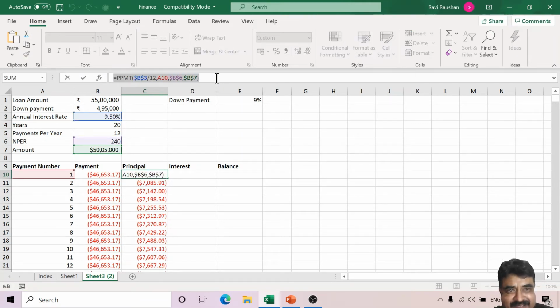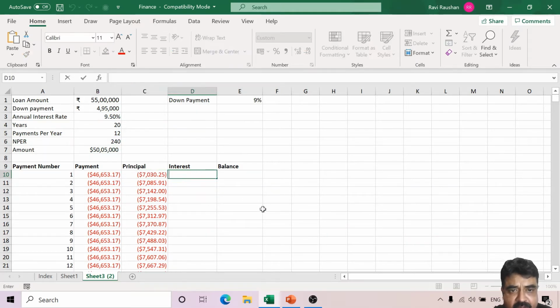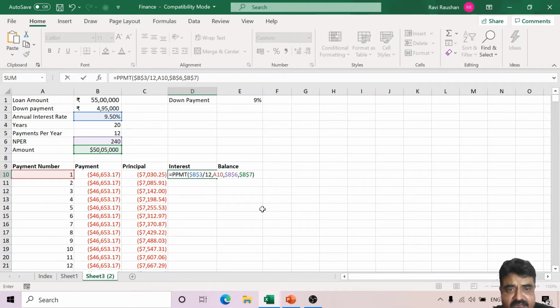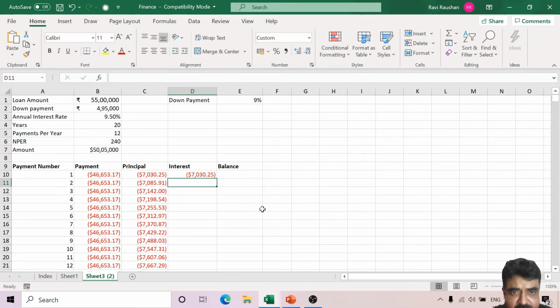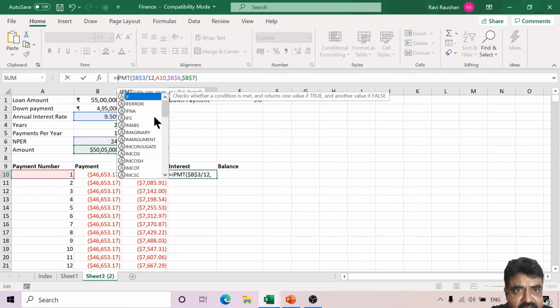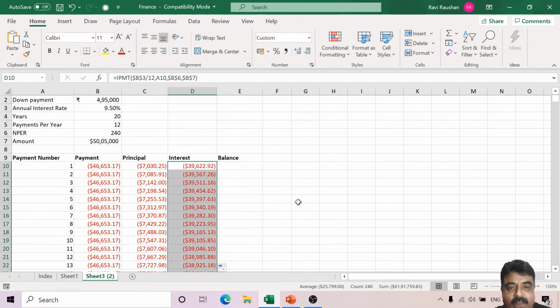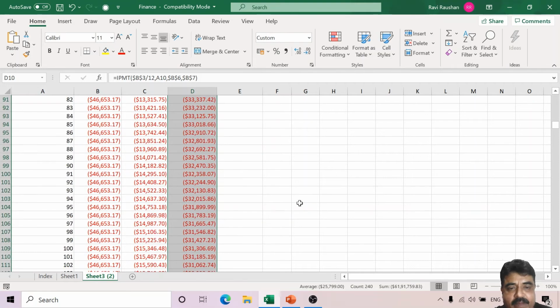So I can select this one, then press the escape button. I can double click it. I paste it rather than typing the equation. I can press enter. It gives me the same value. Now here, instead of P I change it to I and press enter. So it gives me the interest that I've paid out of this amount. This is the interest amount that I have paid. Now if I drag it down, again, interest per period that I have paid.